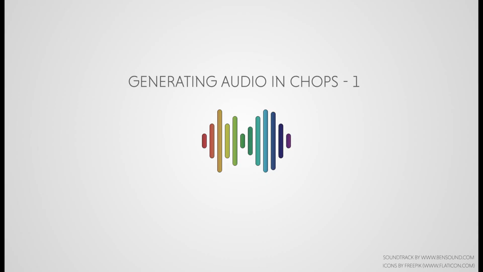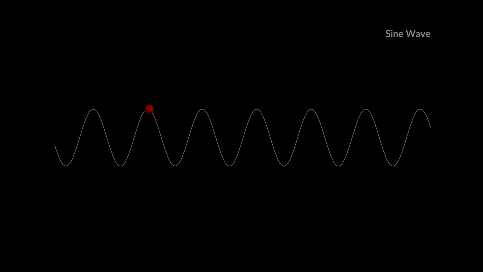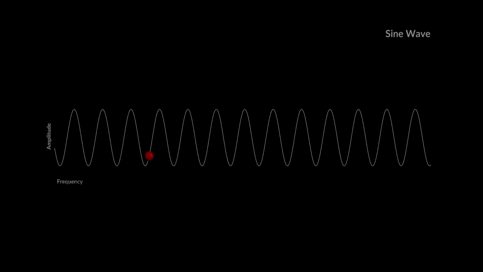Alright, if you want to generate sound before diving into Chops, it's crucial to understand a bit of theory. First, what is sound? According to Wikipedia, in physics, sound is a vibration that typically propagates as an audible wave of pressure. So let's try and visualize it. This is a sine wave. It's a simple math function that has properties like amplitude and frequency.